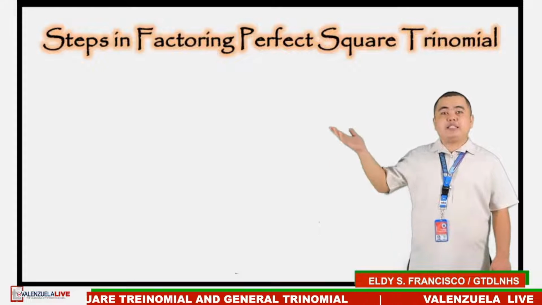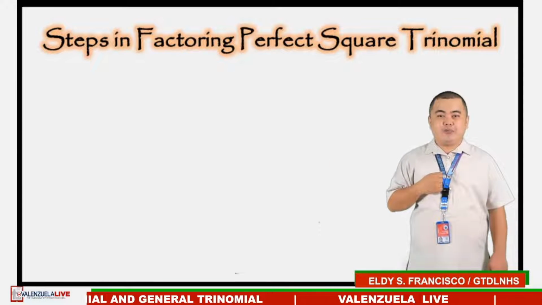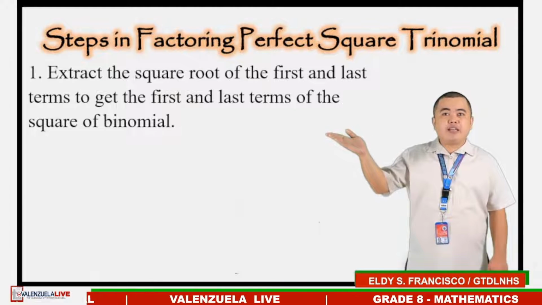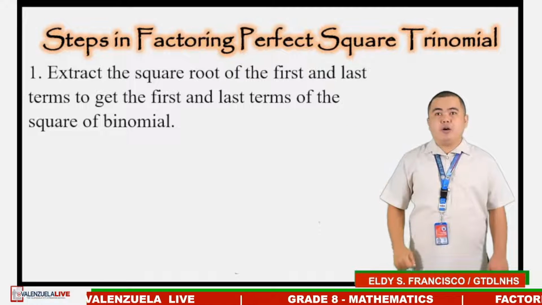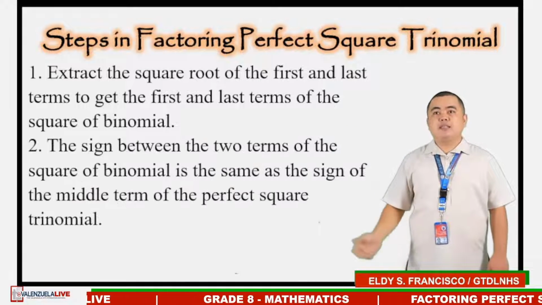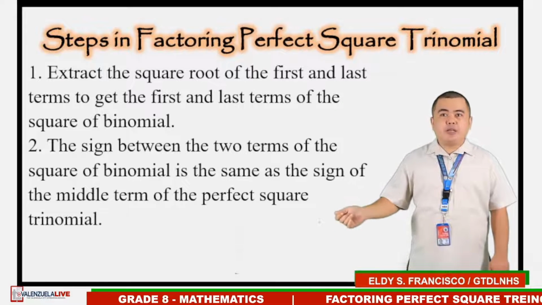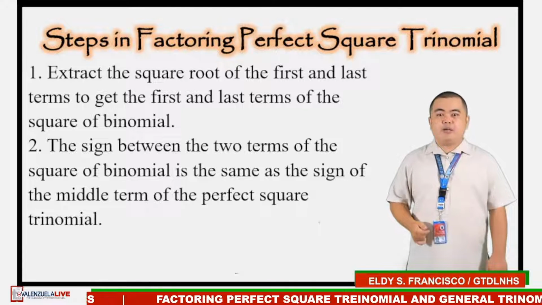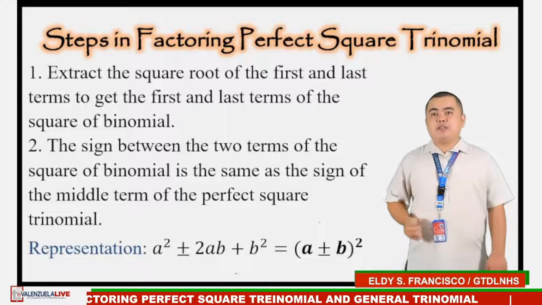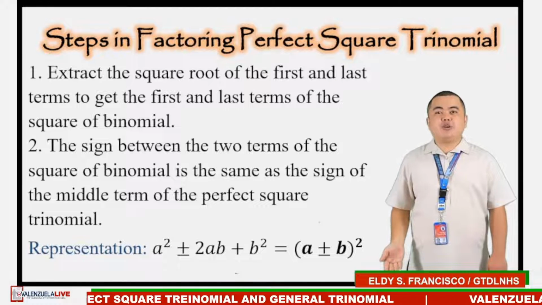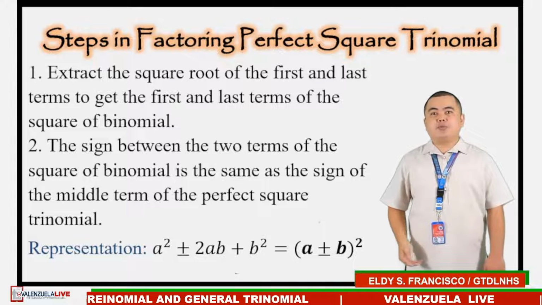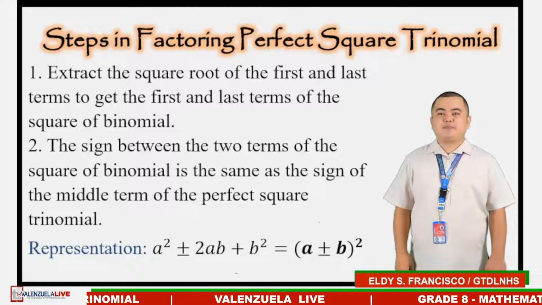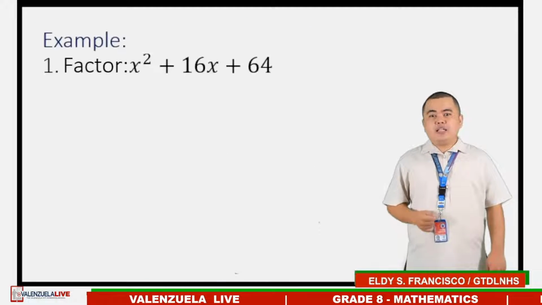We have here the steps in factoring a perfect square trinomial. First, extract the square root of the first and last terms to get the first and last terms of the square of binomial. Next, the sign between the two terms of the square of binomial is the same as the sign of the middle term of the perfect square trinomial. This is the representation: a squared plus or minus 2ab plus b squared is equal to the square of binomial a plus or minus b. Now, let us proceed to the example.